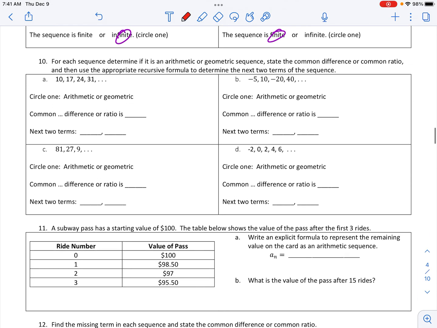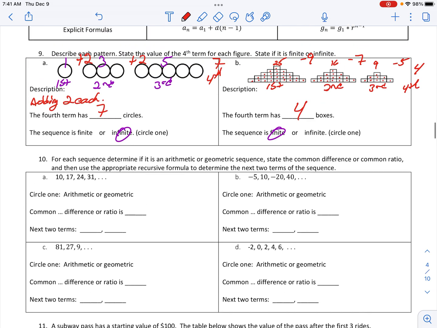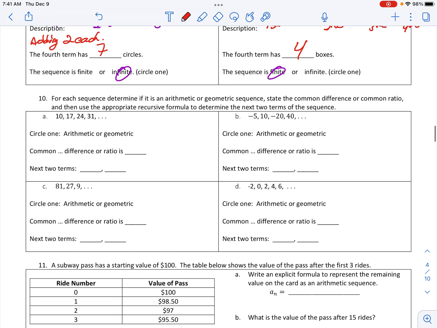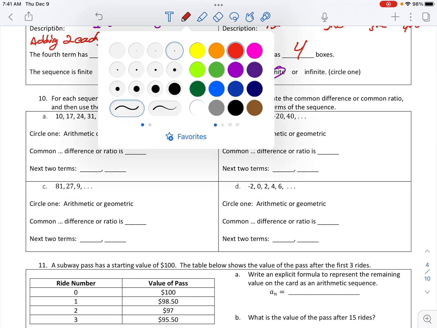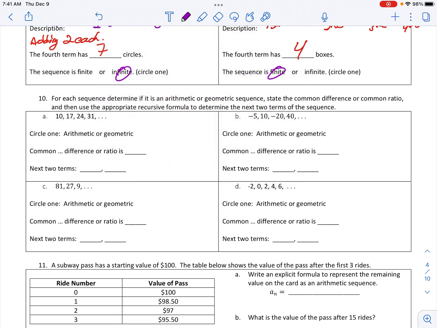I'll go ahead then to number 10. We want to determine if it's arithmetic or geometric, state if it's a difference or ratio, and then find the next 2 terms. So basically what we just did up there: find a pattern to go from 10 to 17, 17 to 24, and so on. Sometimes it's obvious, sometimes it's not.